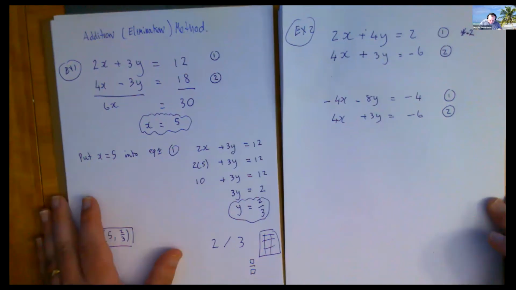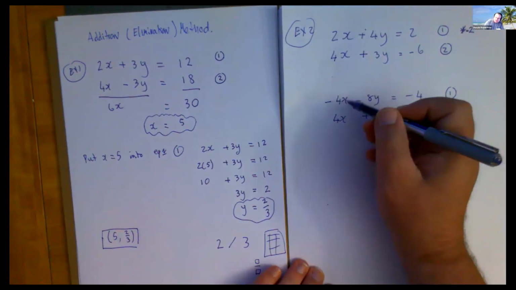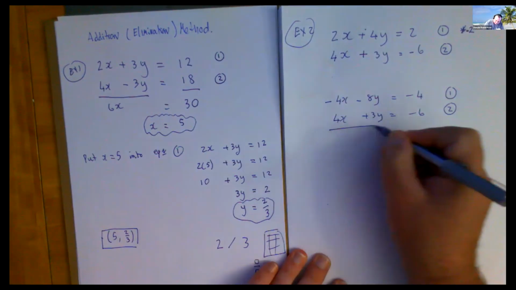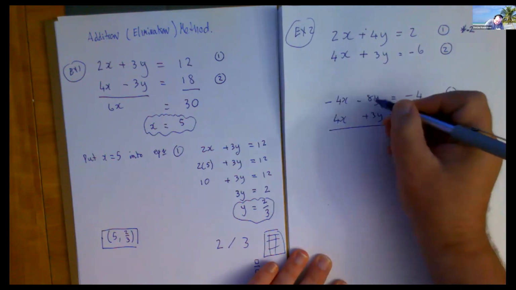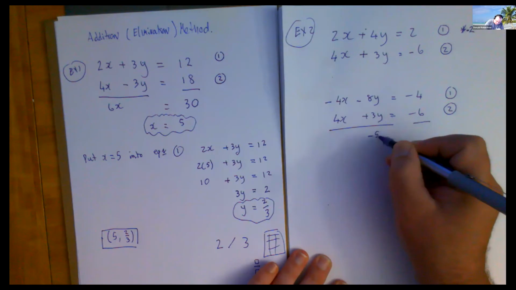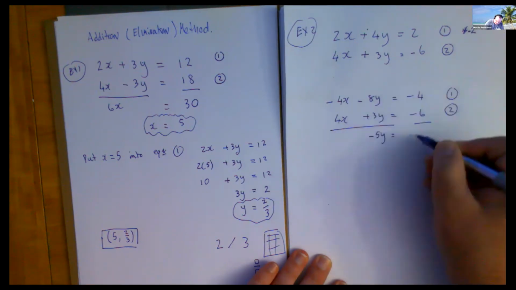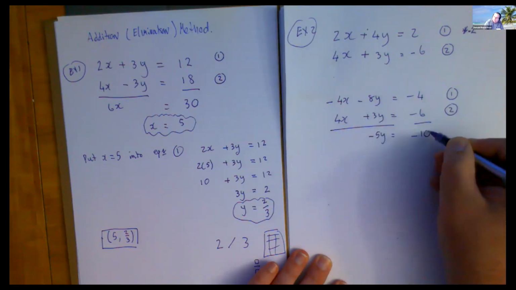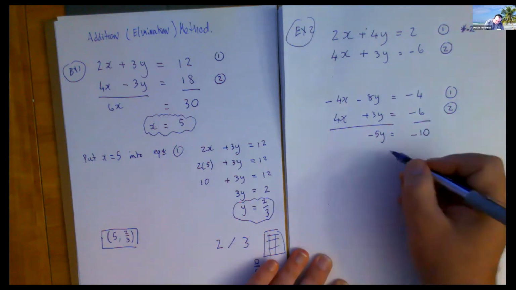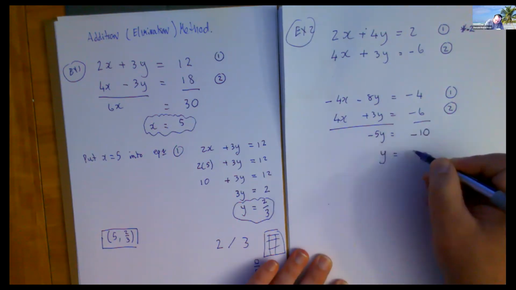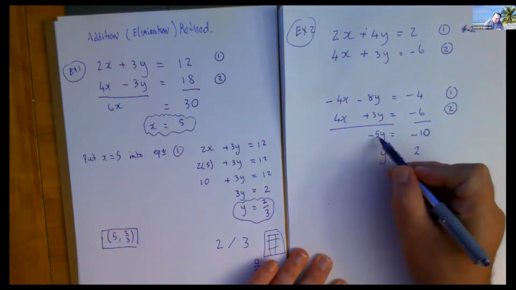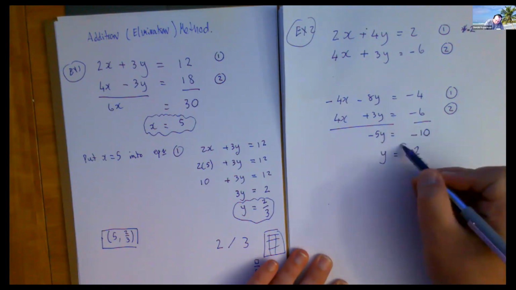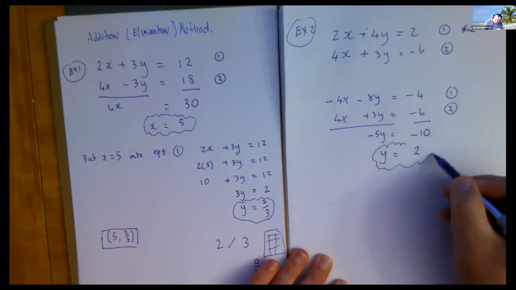Okay. These two can now be added. They kill each other off. -8 add 3 is a bit messy. You get -5y. When you add these two together, you get -10. And don't you just finish with a divide both sides? Right, so divide both sides by -5, you get y equals 2. And there's one of my answers.